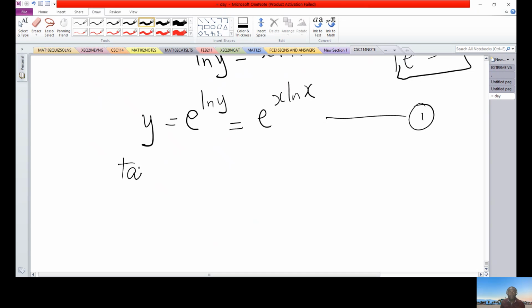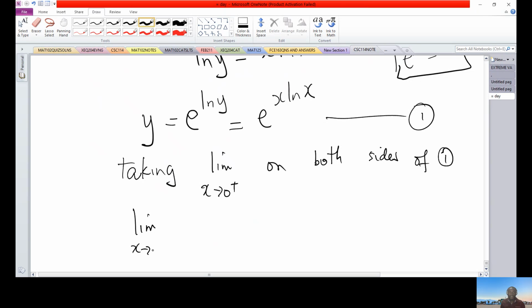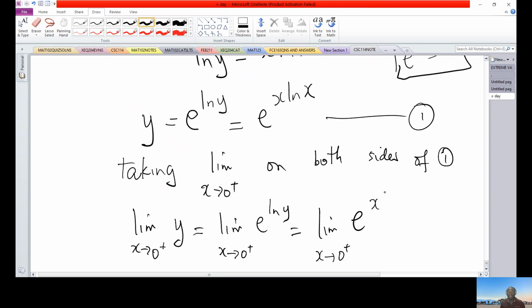So I'll take the limit as x approaches 0 from the right on both sides of equation 1. So we'll have the limit as x approaches 0 from the right of y, the same as the limit as x approaches 0 from the right of e raised to the power ln of y, which is the same as the limit as x approaches 0 from the right of e raised to the power x ln of x.